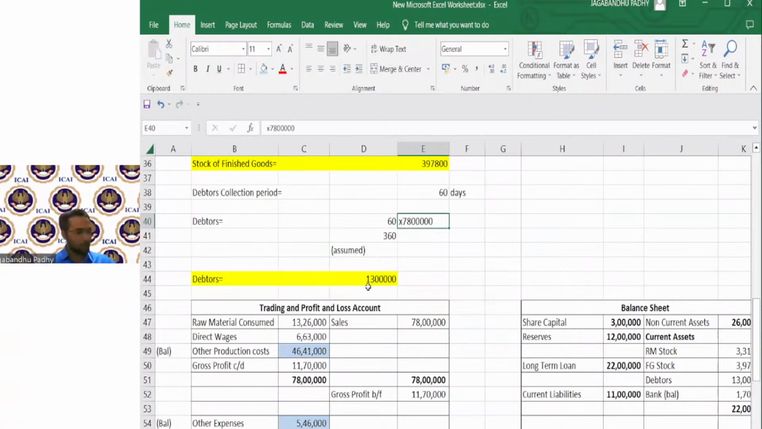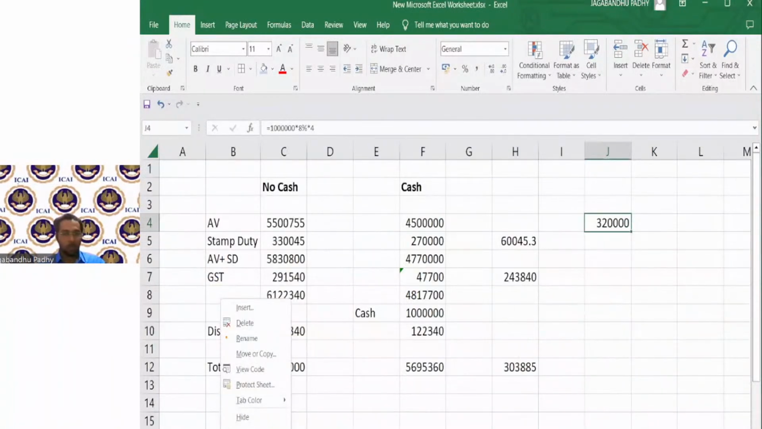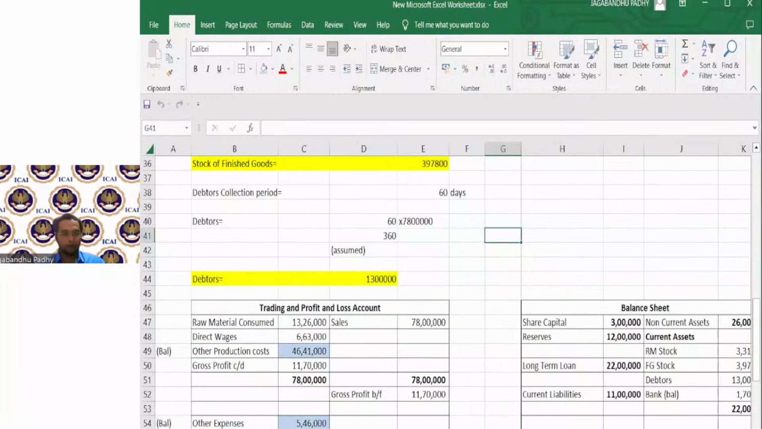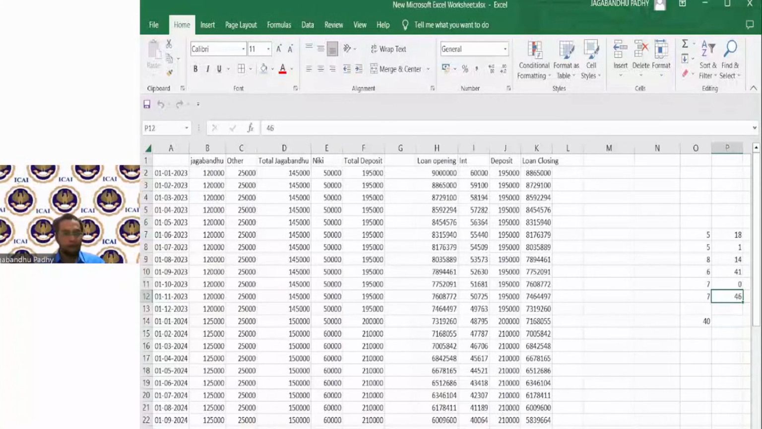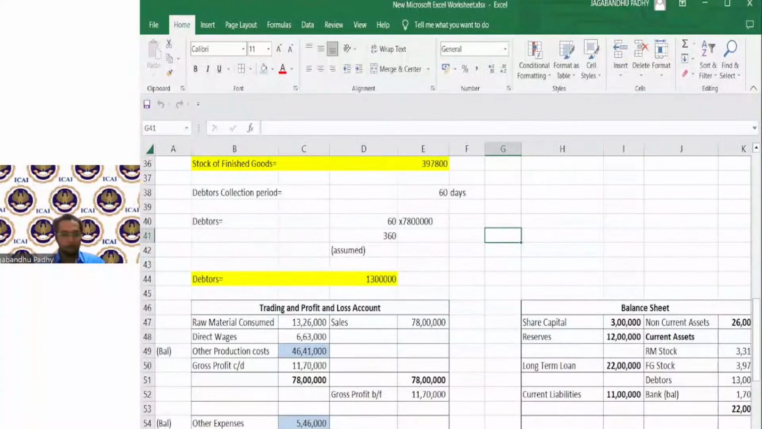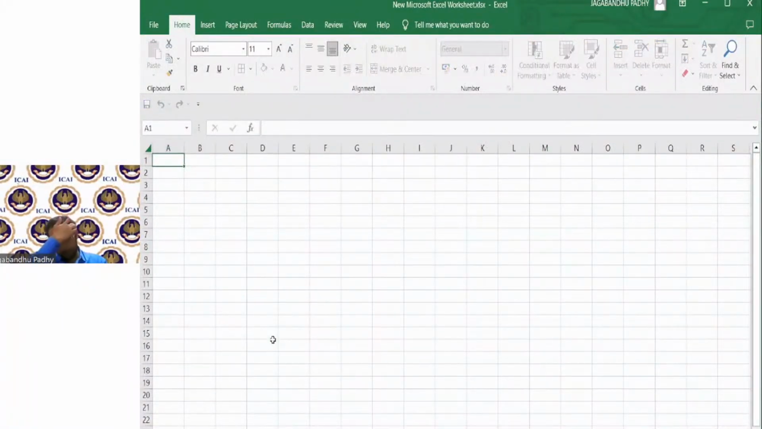Good. Now I think we can go for the second question. Of course we can go for the second question. Let's go through the second question, guys. This was question number one. Question two. Let's go to question two.